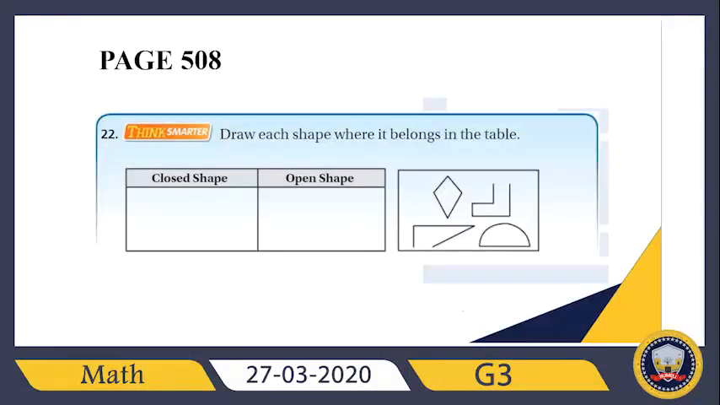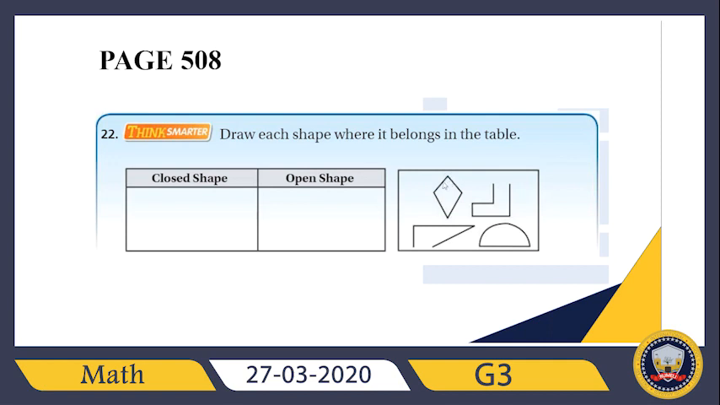Now let's check the last question. It says draw each shape where it belongs in the table. Let's check this one first. So how can I check it? I know I'll decide a starting point. I'll start from here. If my start and end point are the same, in this situation I know this shape will be an example of a closed shape.